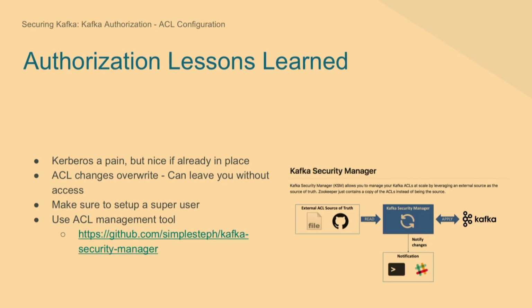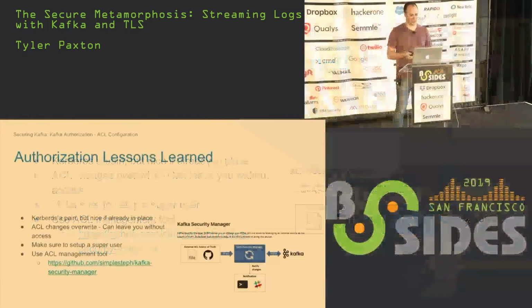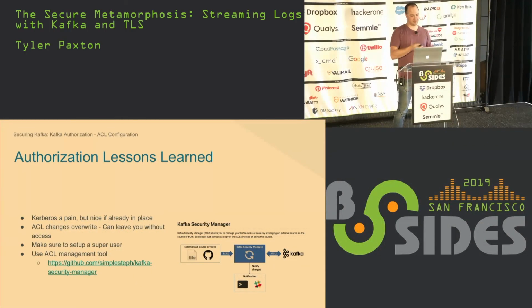So some of the lessons that we learned here: again, Kerberos is a pain. I can't say it enough. ACL changes, I talked about those being overwritten, so make sure to set up a super user. There's also, if you do end up doing ACL management using SASL Plain or SASL Scram, a tool that helps manage those ACLs and has appropriate auditing in place for that.